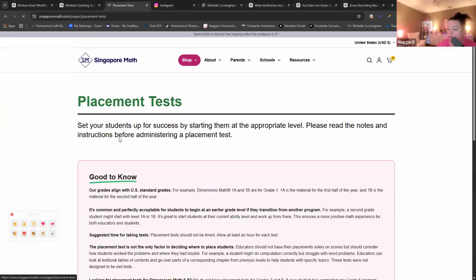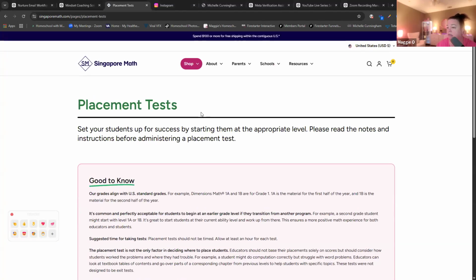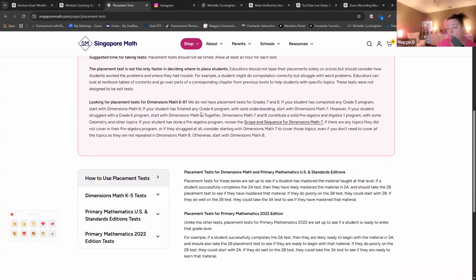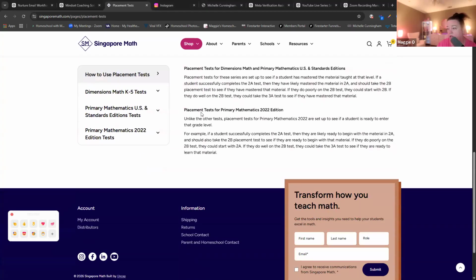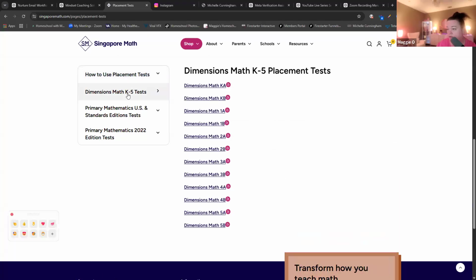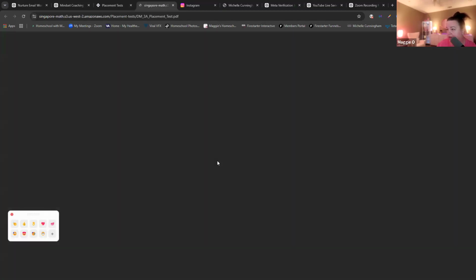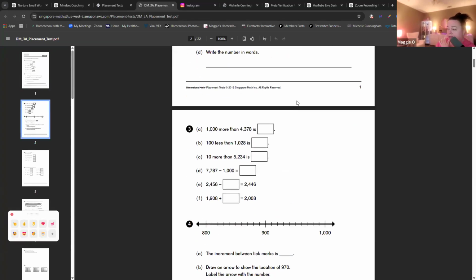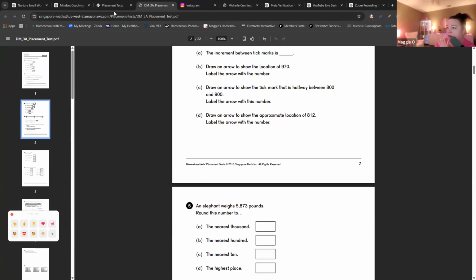There are placement tests here that you can look at. And I highly, as always, recommend this, and this is a very different program, so I really would recommend you do it here to understand how to properly place your student. And here are some of the Dimensions Math K through 5 placement tests. Let's just do this 3A here and see what it looks like. This is what the page looks like. It's clean, concise, and easy to follow.